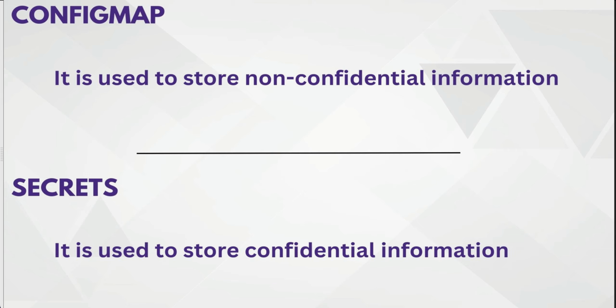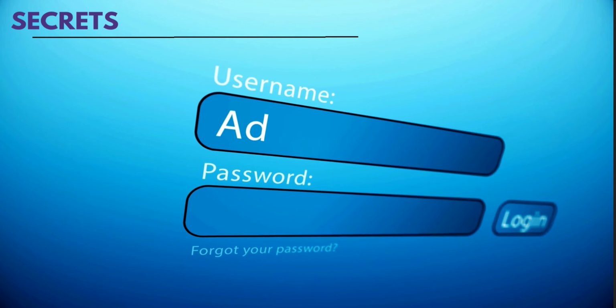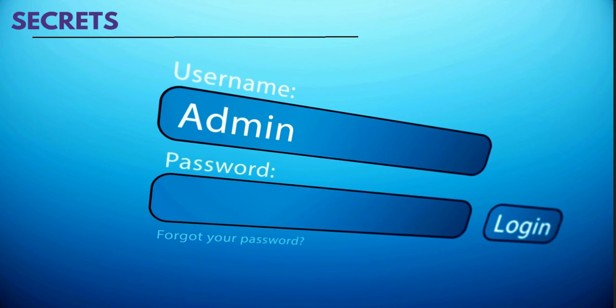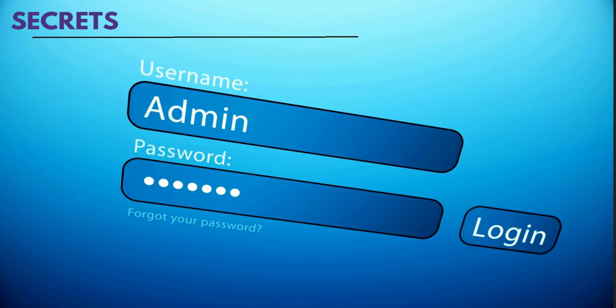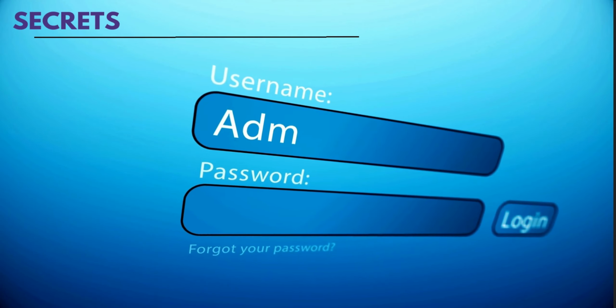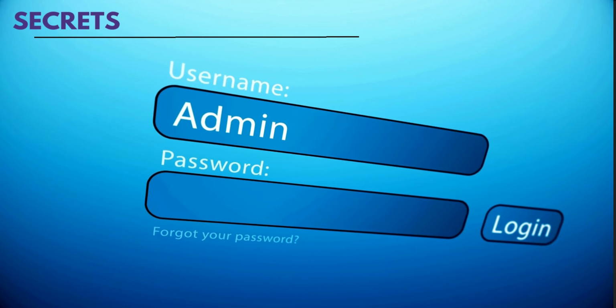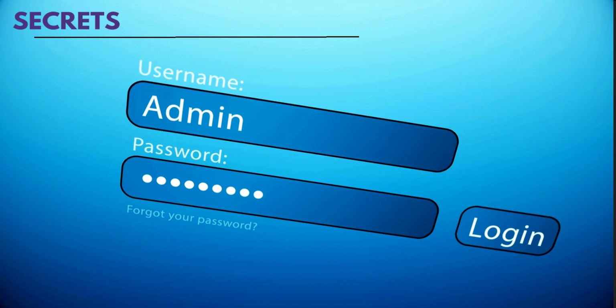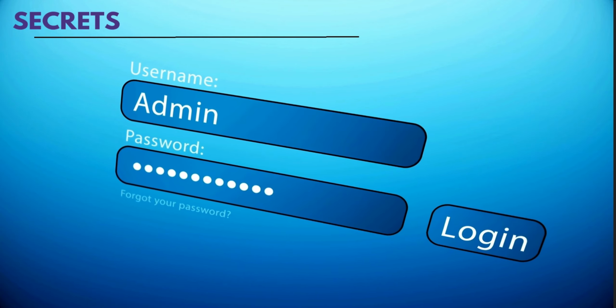Let's suppose you are creating a deployment, and in the deployment you have the username and the password, or the certificate information which you need to hide. If you want to hide that information, you can use the secret for that. Secret is for sensitive data: username, password, certificate, all those kinds of things.